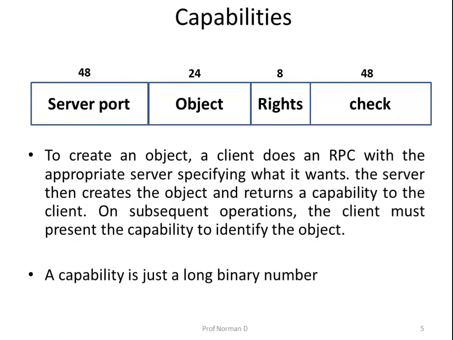Now, coming to capabilities. The objects are named and protected in a uniform way by special tickets which are called capabilities. So, to create an object, a client does a remote procedure call with an appropriate server specifying its requirements. The server then creates the object and returns a capability to the client. On subsequent operations, the client must present the capability to identify the object. So basically, a capability is just a long binary number.